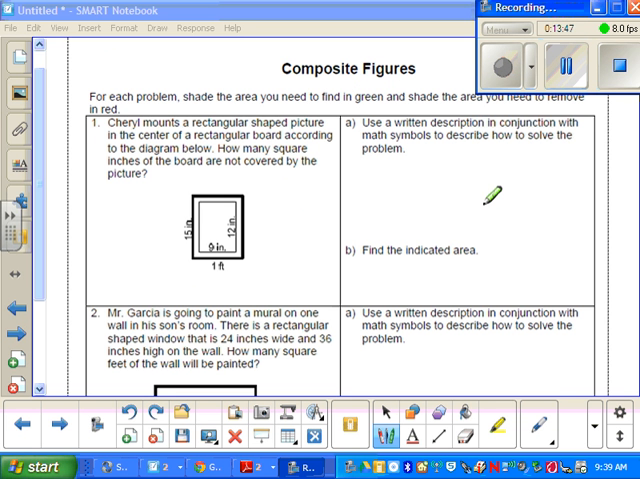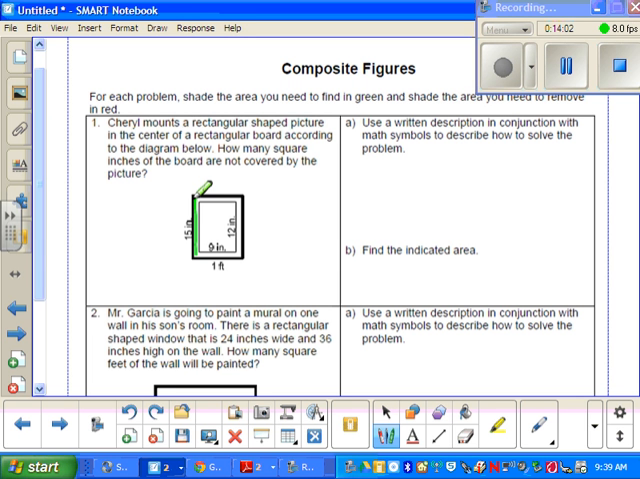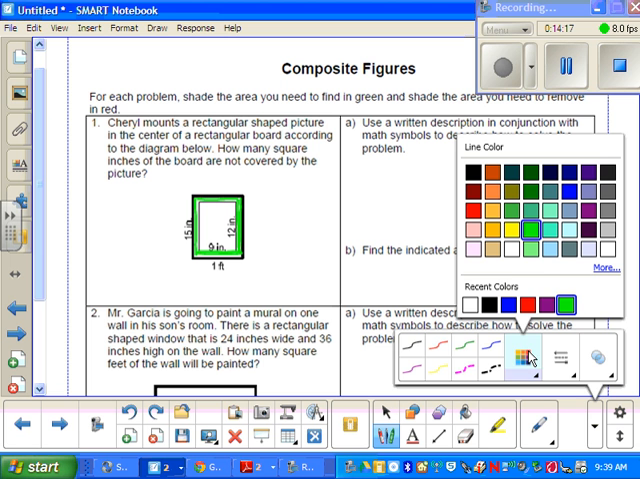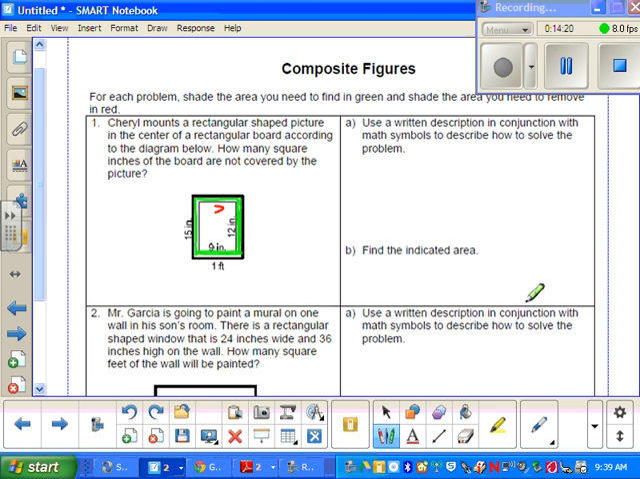All right. Cheryl mounts a rectangular shaped picture in the center of a rectangular board according to the diagram below. How many square inches of the board are not covered by the picture? Well, the picture's the part that's on the inside, so that's the part that I want to take out. The part I need to find is the part around the edges there. So we're going to shade that part in green that we want to find, and the part that we need to take out is going to be in red. So that's the part we need to take out.